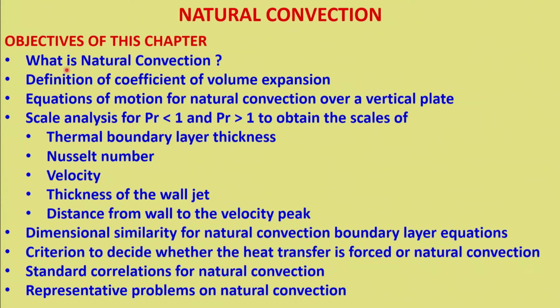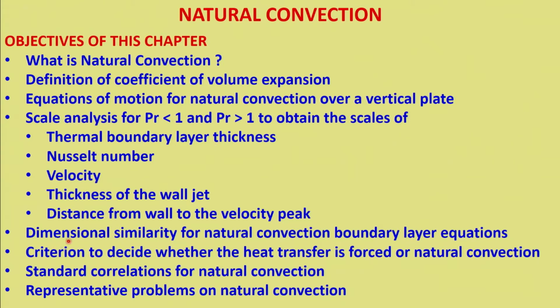So to understand, we will take up the question, what is natural convection, and we will define the coefficient of volume expansion. Then we shall derive the equations of motion for natural convection over a vertical plate. And in the same way as what we did for flow over a flat plate, we will do the scale analysis for Prandtl number less than 1 and greater than 1 to obtain the scales of thermal boundary layer thickness, Nusselt number, velocity, thickness of the wall jet, and distance from the wall to the velocity peak. All of these values we will get from scale analysis. Of course, orders, not the values, orders.